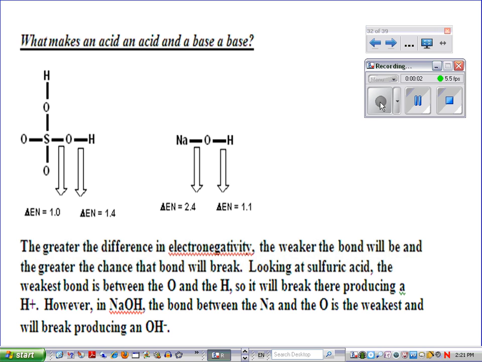Okay, so this is the last lecture of the unit. A couple loose ends to tie up, and then we're going to talk about polyprotic salts and how they hydrolyze. So nothing big and new today. It's just building on what we did yesterday.